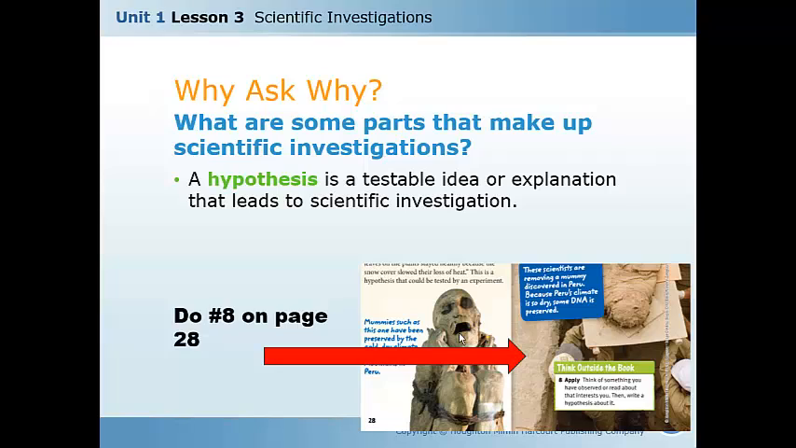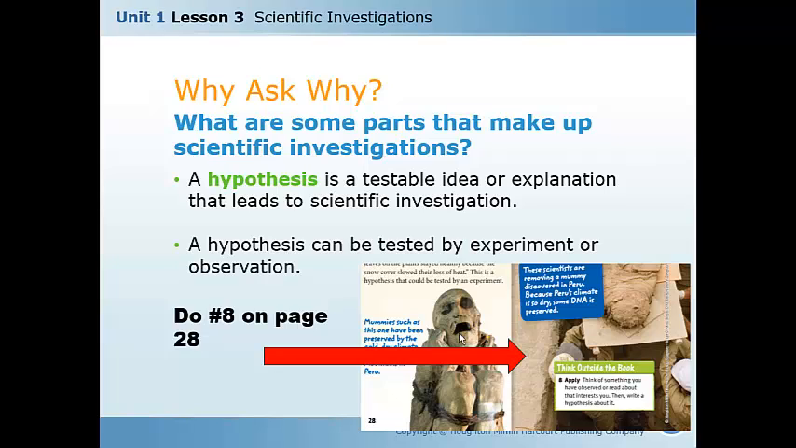A hypothesis is a testable idea or an explanation that leads to a scientific investigation. A hypothesis can be tested by an experiment or an observation. Now I want you to look back at number 8 that you did on page 28. Is it something that can be tested through an experiment or through an observation? If not, you may need to change your hypothesis.